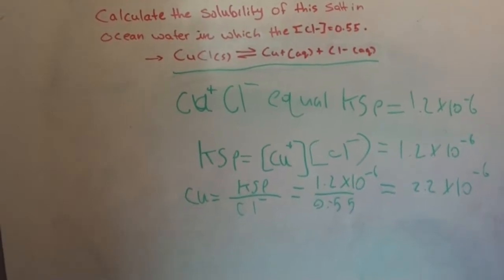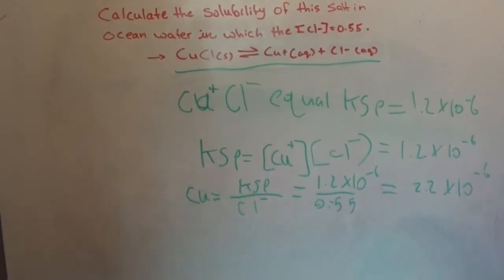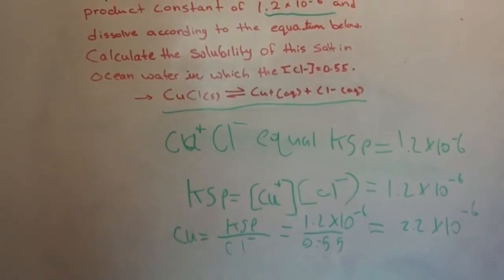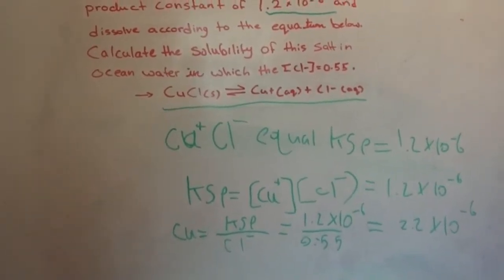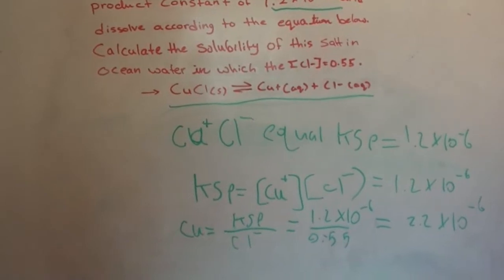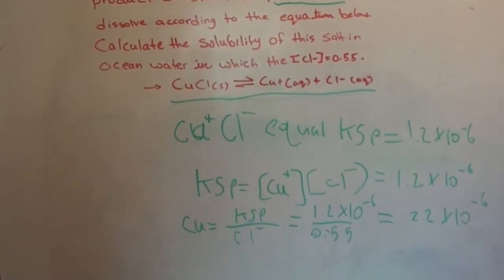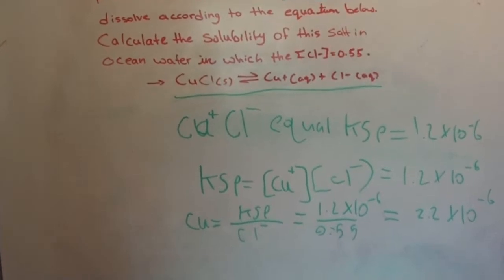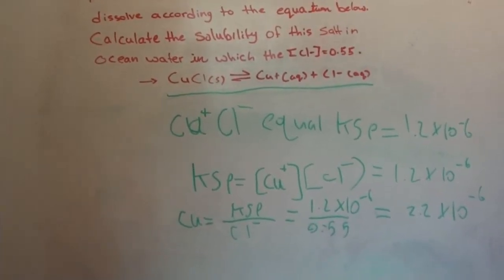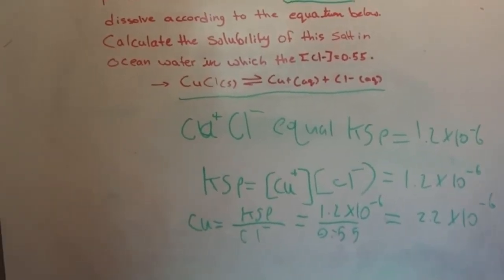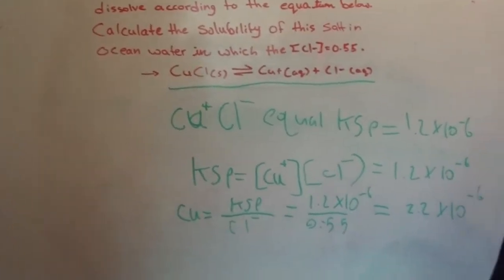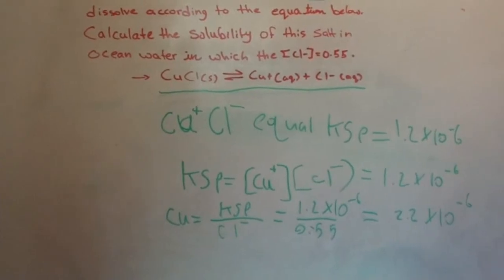This quantity is also the solubility of copper(I) chloride in ocean water, because the dissolution of 1 mole of copper chloride produces 1 mole of copper plus. Therefore, the solubility of copper chloride is 2.2 times 10 to the power of negative 6 moles per liter. Thank you.